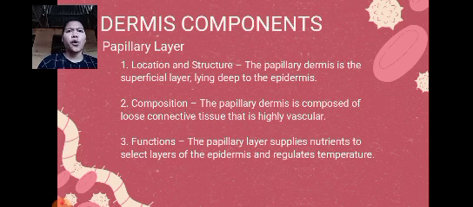The papillary layer also contains specialized cells called fibroblasts, which produce the collagen and elastin fibers that give the skin its strength, elasticity, and flexibility. In addition to its supportive role, the papillary layer also plays a role in thermoregulation. The blood vessels in the papillary layer help to regulate body temperature by dilating or constricting to control the blood flow to the skin's surface.